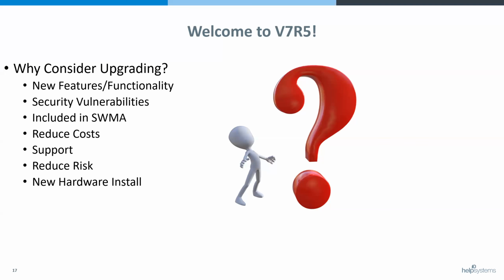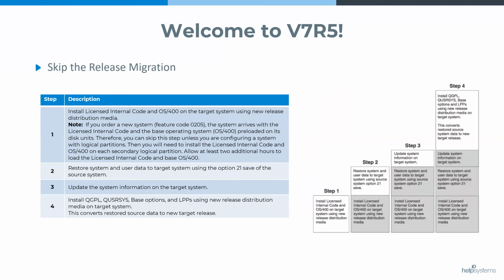Finally, a potential reason to upgrade to 7.5 would be a new hardware install. So there's something called a skip the release migration, which provides the ability to go to new hardware and a new operating system in one step.